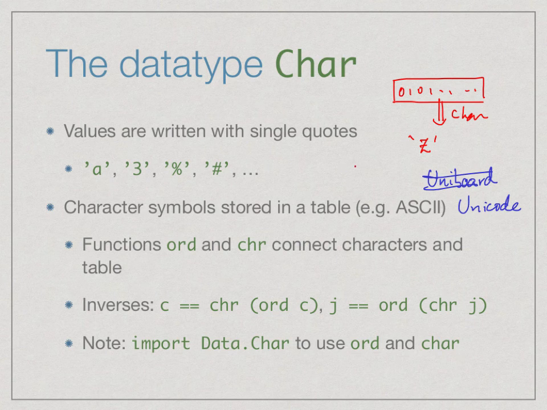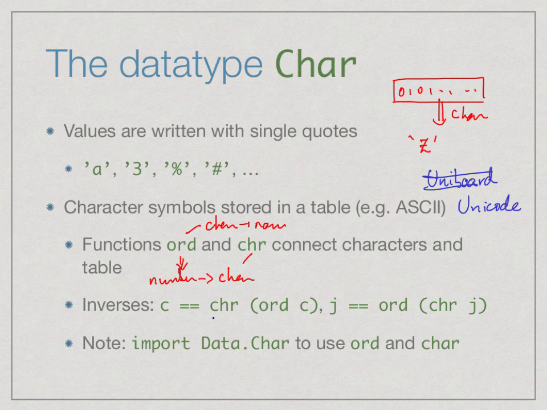Now you need a way to go backwards and forwards. You need to find out the code of a character, and you need to find out what a given code corresponds to. These are the two functions that Haskell provides for that, called ORD and CHR. ORD takes a character and gives us a number, and CHR takes a number and gives us a character. So ORD gives us the code for a character, and CHR gives us the character for a given number.